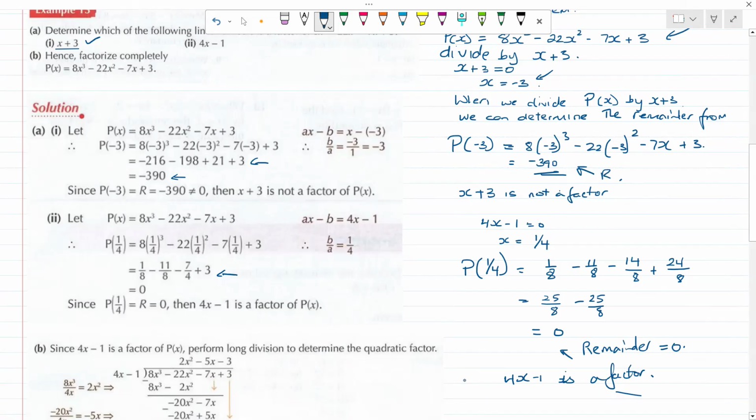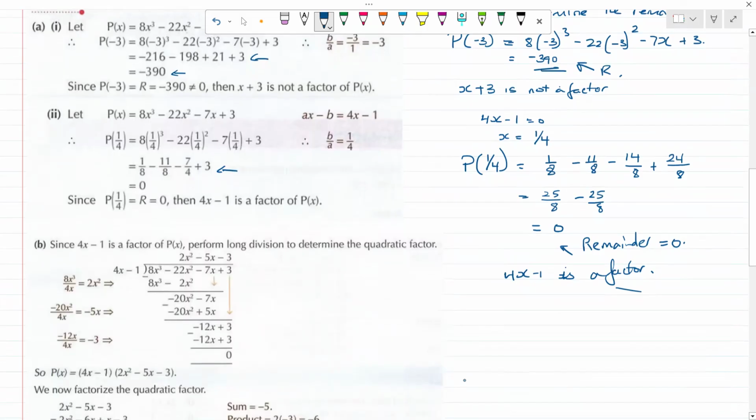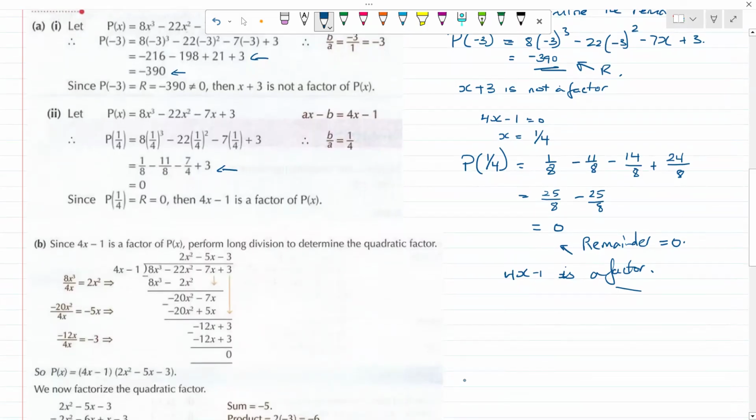Now that we know that it's a factor, we could divide this polynomial by 4x minus 1 to find other factors of the polynomial. So we will first identify whether a linear divisor is a factor. After we identify which one is a factor, we'll then take that same linear divisor and divide the rest of the polynomial by it.